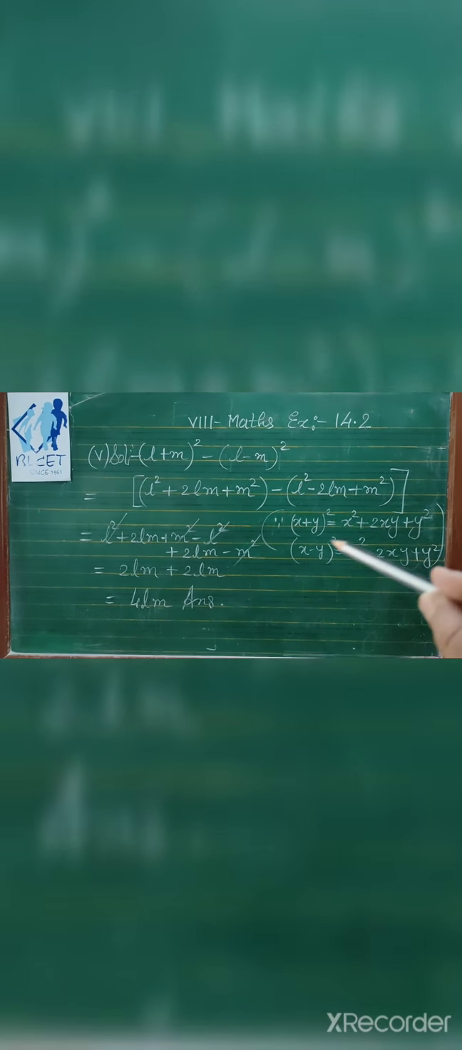Here you can see the formula, that means identities. So L square plus 2lm plus m square, and out of the bracket negative sign. So inside, the signs of every term will be changed. So minus L square plus 2lm, and here in place of plus, a negative sign will be there, m square. Now you can see L square minus L square, m square minus m square, 2lm plus 2lm, 4lm.